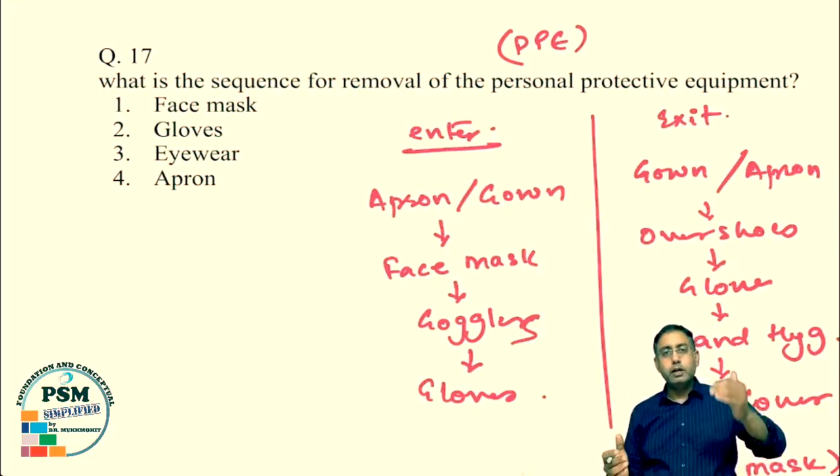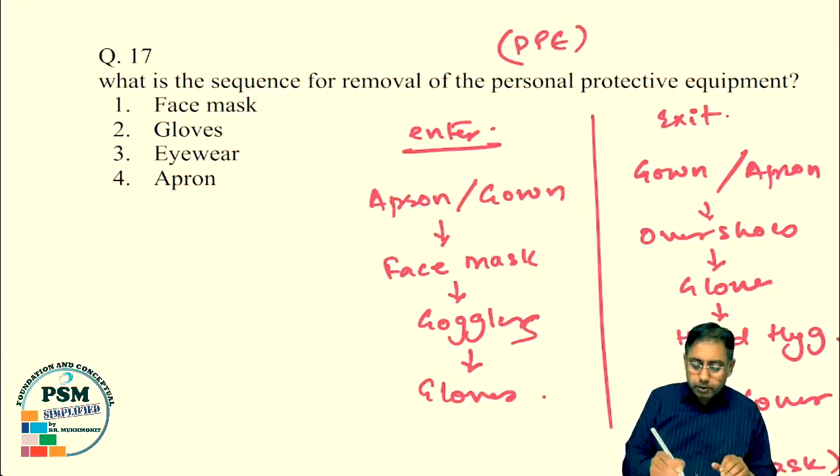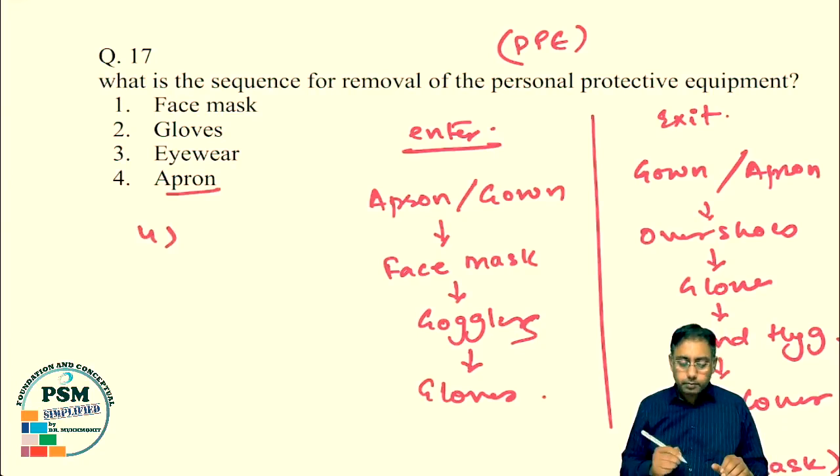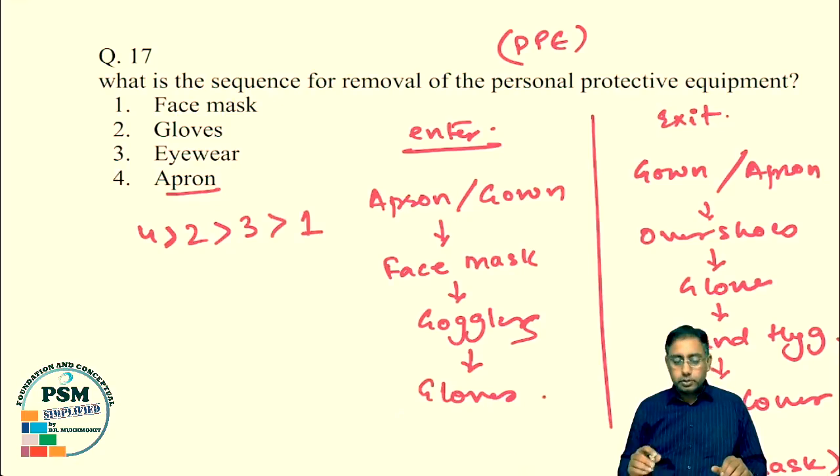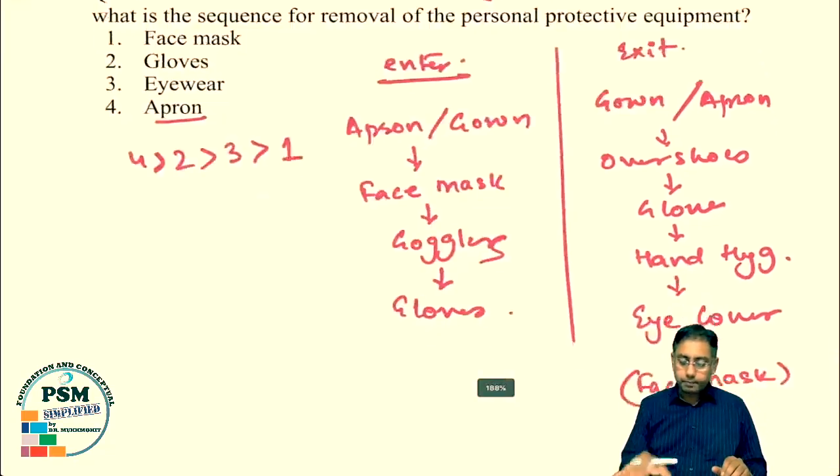What do you want to say? First, we will remove the apron, so 4 number goes first. Followed by that, you will remove the gloves. Followed by that, we will remove the eye care, and followed by that, we will remove the face mask. So that's how we remove it: 4, 2, 3, and 1.